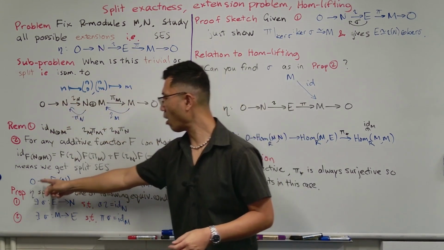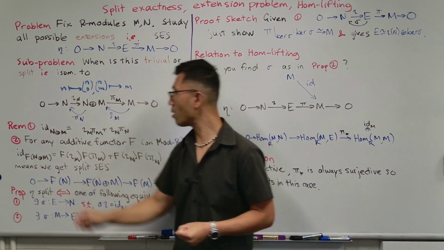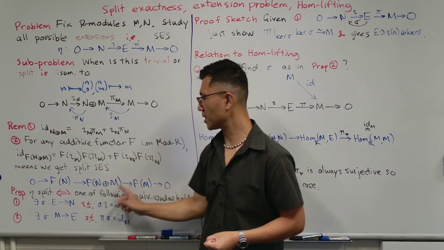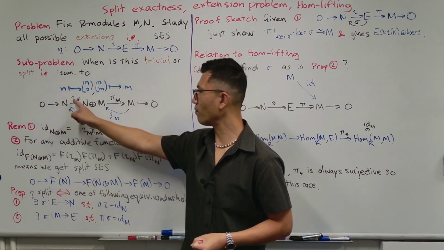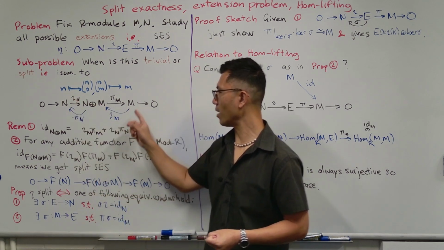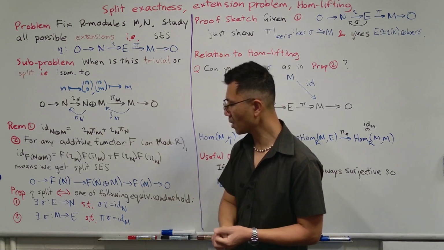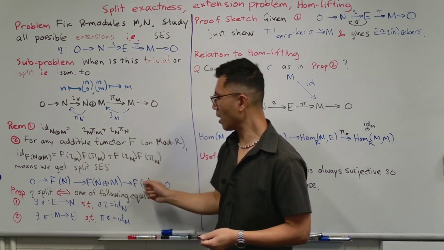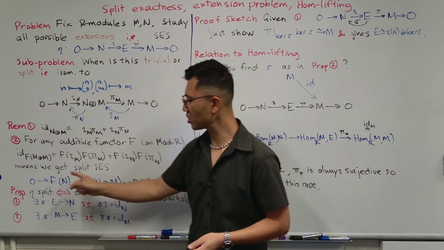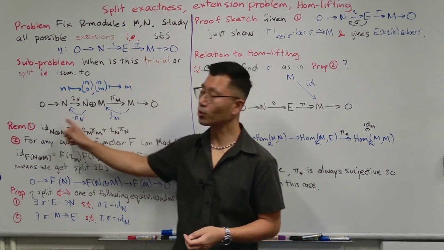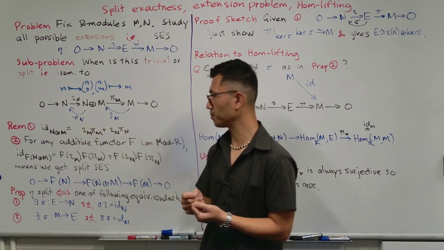So you get 0, since it's additive, f of 0 is 0, f of n is here, f of n direct sum m is here. The map here is just f of iota n, and then you have f of pi m here mapping to f of m, and so forth. And I claim that actually this here is essentially just the direct sum of f of n and f of m. And the way you get that is you just look at this equation and you apply f to it.